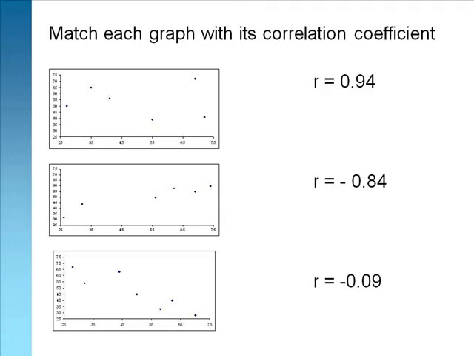Match each graph of data with its correlation coefficient. Pause the video while you make your choices. Here are the answers. The top graph is mostly random scatter with little relationship. The middle graph shows a strong positive relationship, and the bottom graph shows a fairly strong negative relationship.